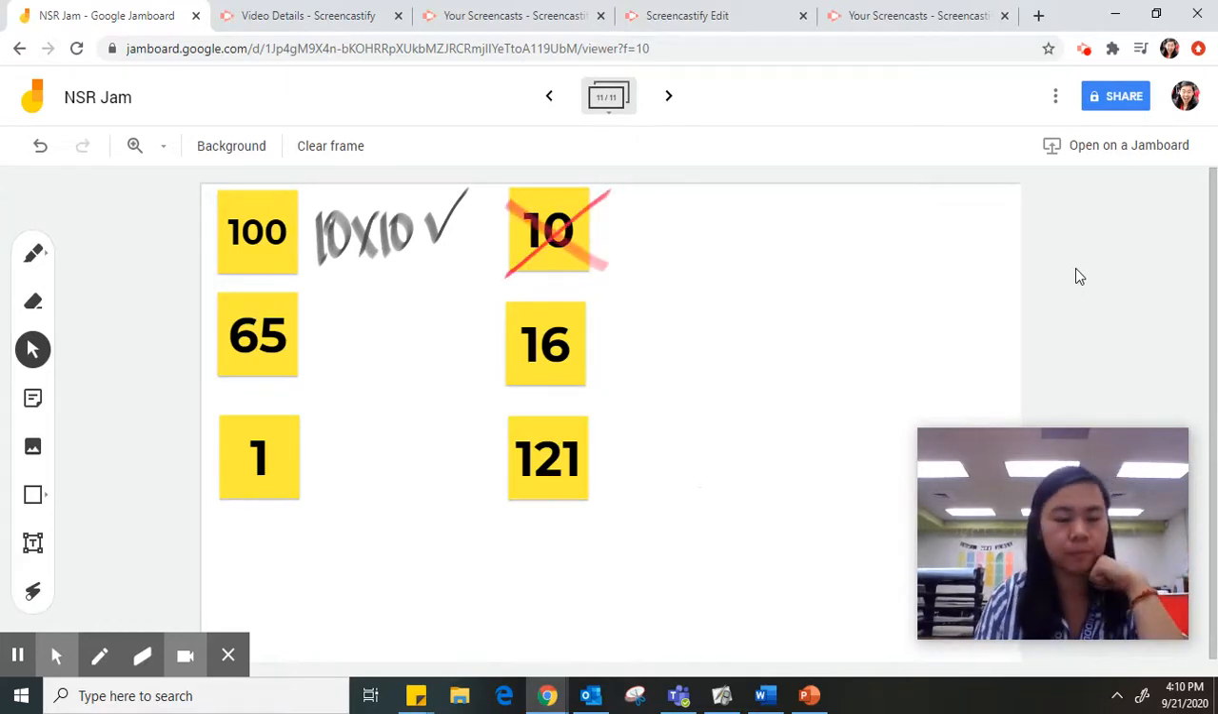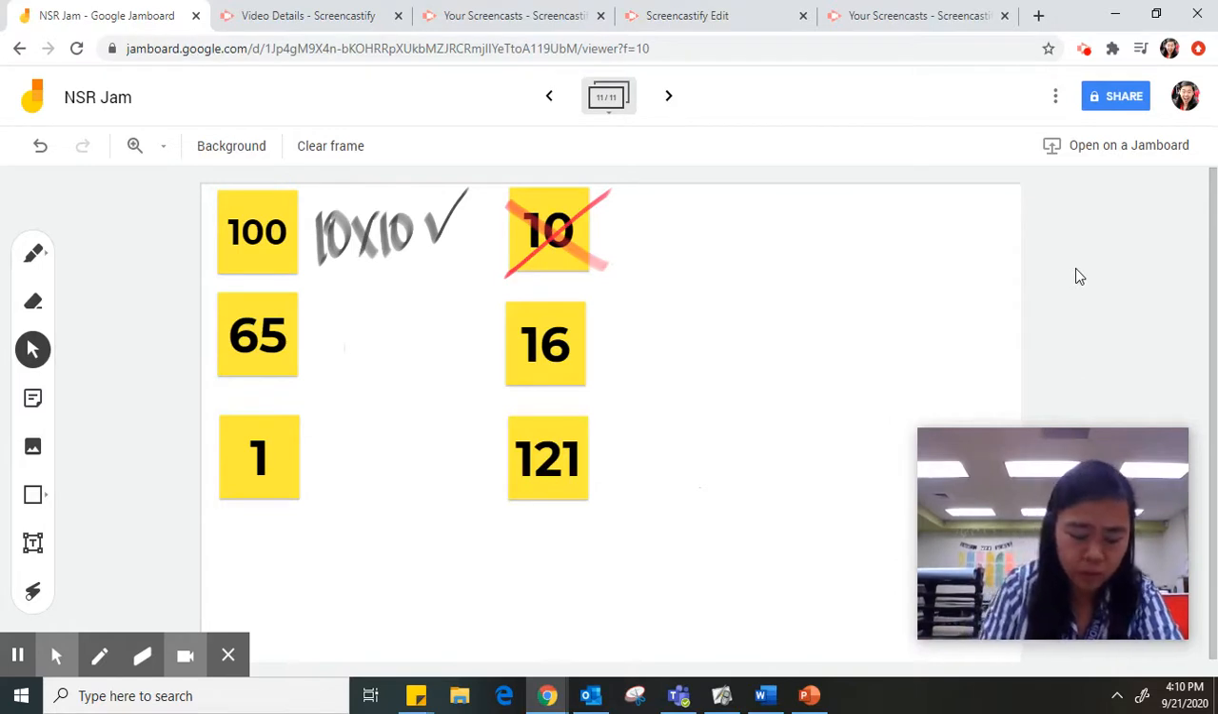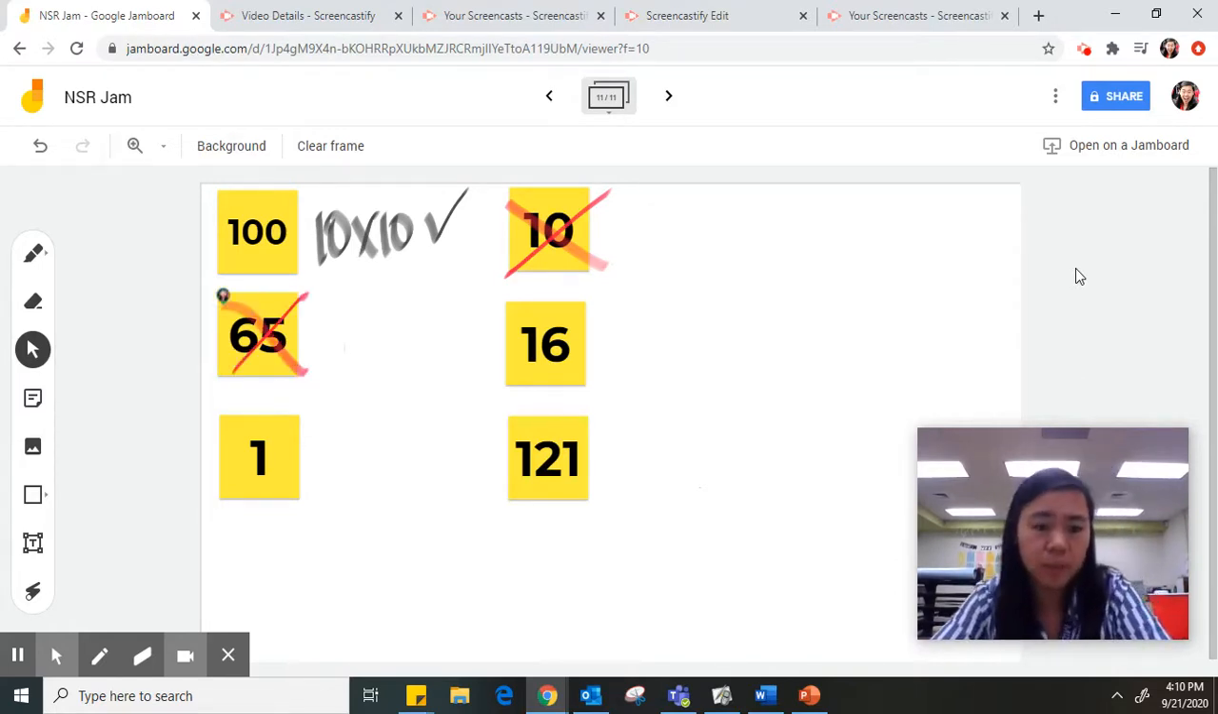How about 65? Let's see, 10 times 10 is 100, so it has to be smaller. 9 times 9 is 81, has to be smaller. 8 times 8 is 64, but I have 65. So this is not a perfect square, right? If I made an 8 by 8, got 64, and I gave you one more extra Cheez-It for that 65, it'd be sticking off the edge. That is not a perfect square.